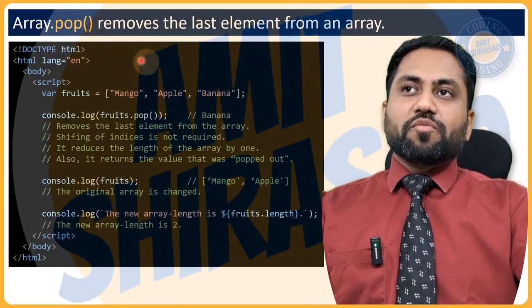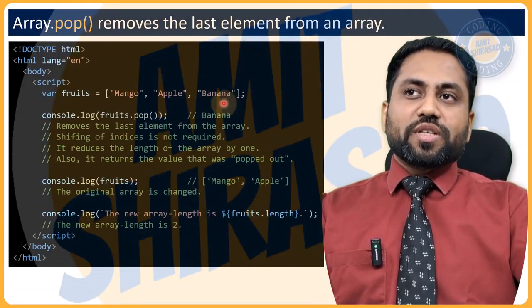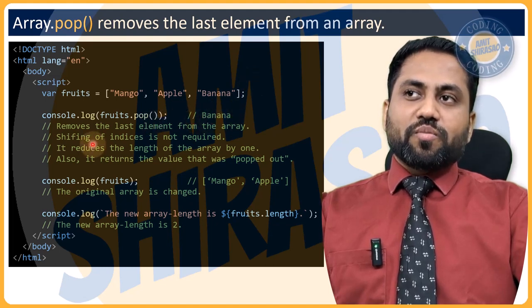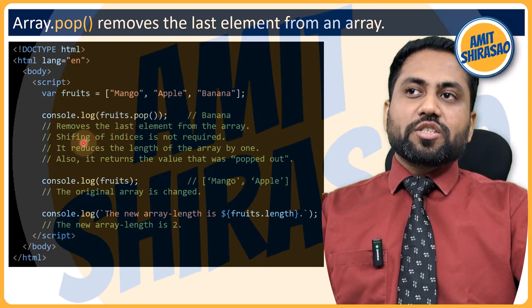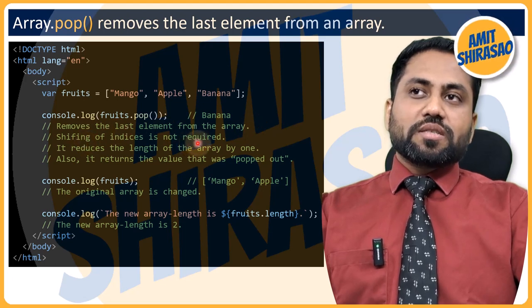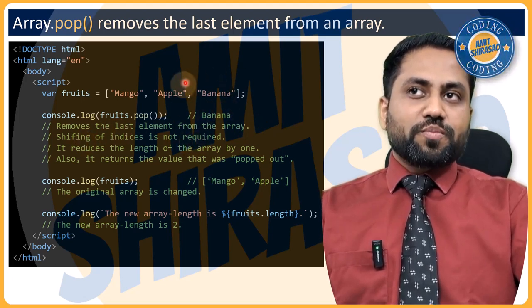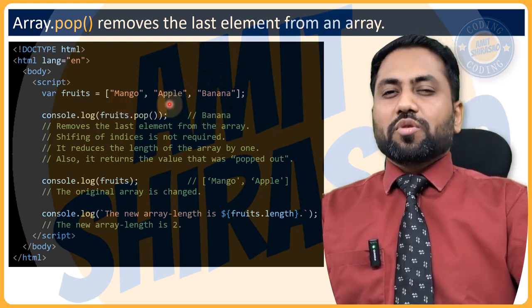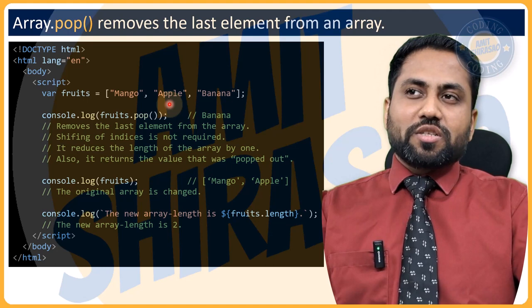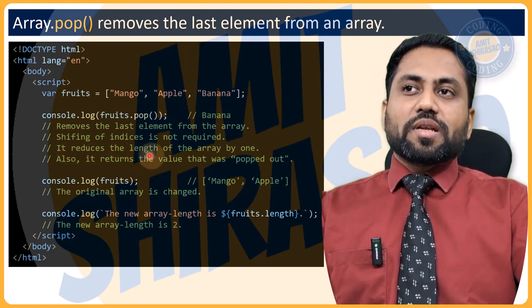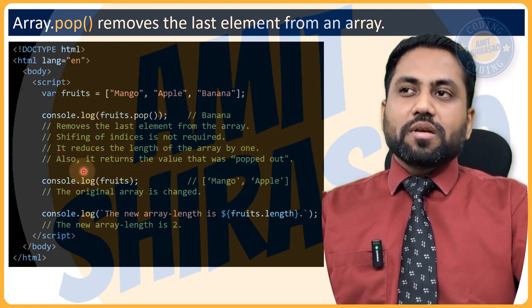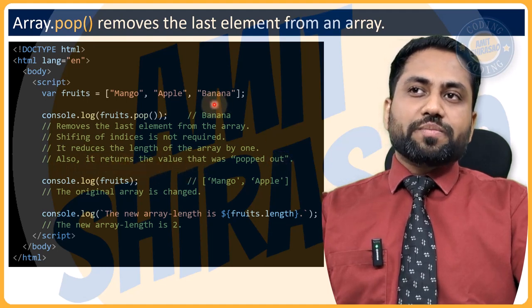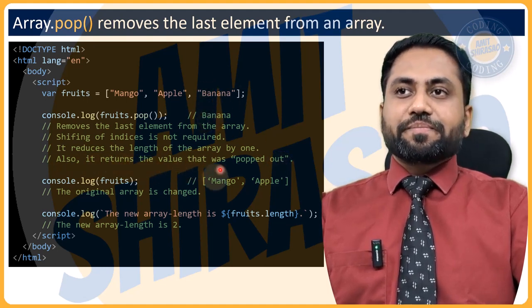Similarly, pop removes the last element of the array. So when you say pop, it will return banana. Okay, so it removes the last element of the array. The shifting of the indices is not required, because the operation you are performing is at the end of the array. So every other element is before it, so their indices don't need to be changed. It reduces the length of the array by 1, obviously. Also, it returns the value that is popped out. Okay, so it returns banana.